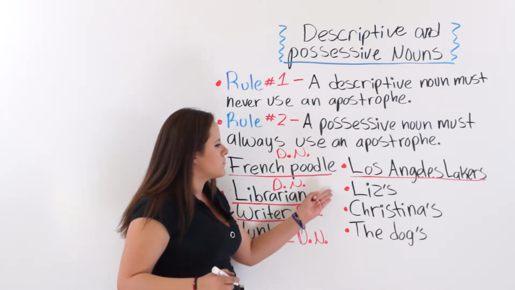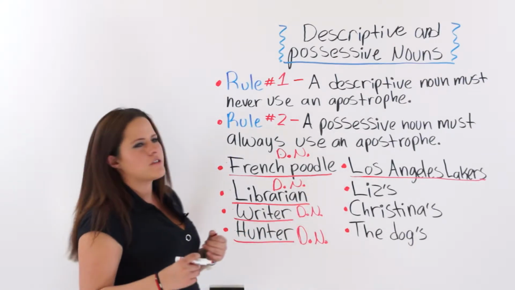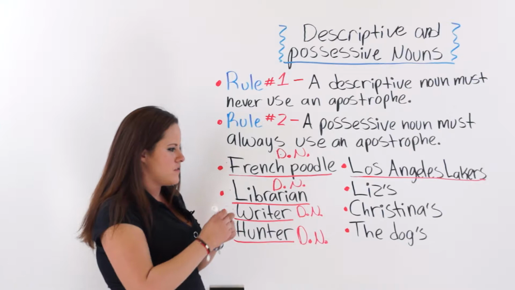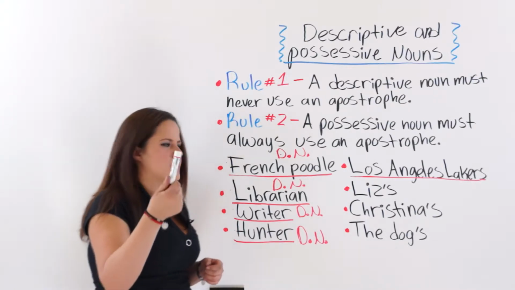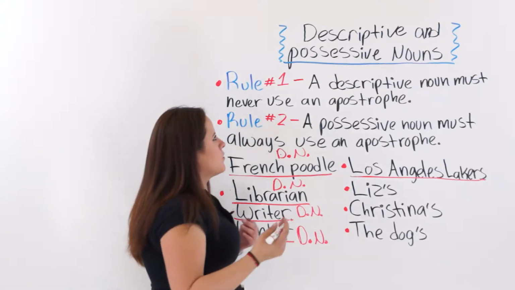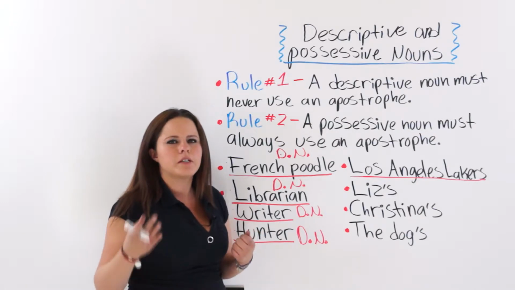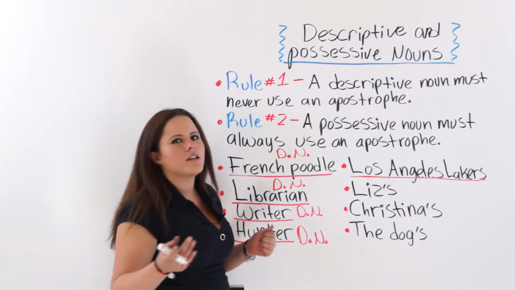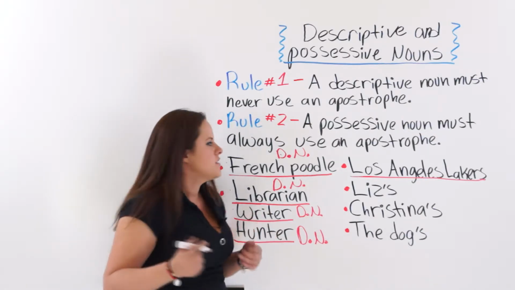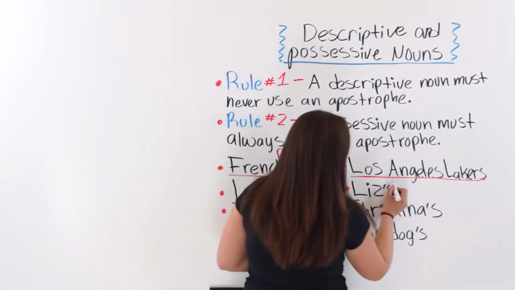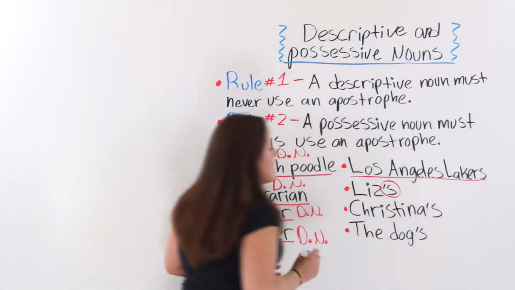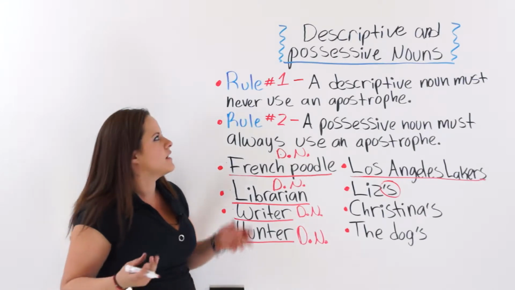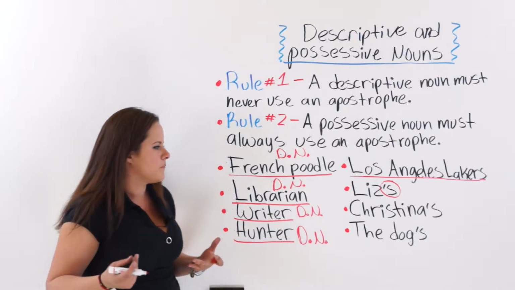All right, the next one is Liz's. For example, you can say, this is Liz's marker. So we are talking about belonging. We are talking about possession. So this is why we are using an apostrophe and an S. And that is how we know that it is a possessive noun.